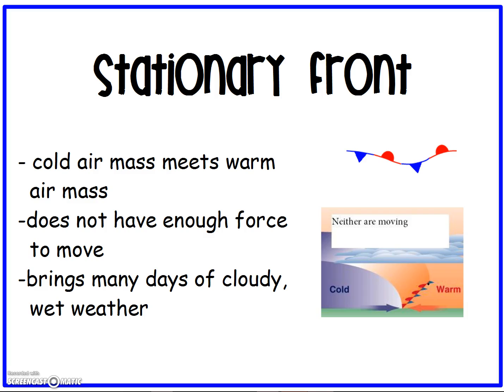This is a cold air mass that's going to meet a warm air mass, and they both don't have enough force to move. So they're just kind of chilling. Neither one of them is moving. So because it's not moving, at that boundary it's going to bring many days of cloudy and wet weather. Because it's not moving, that weather's just going to stay. And that's the last one. Those are your four fronts.